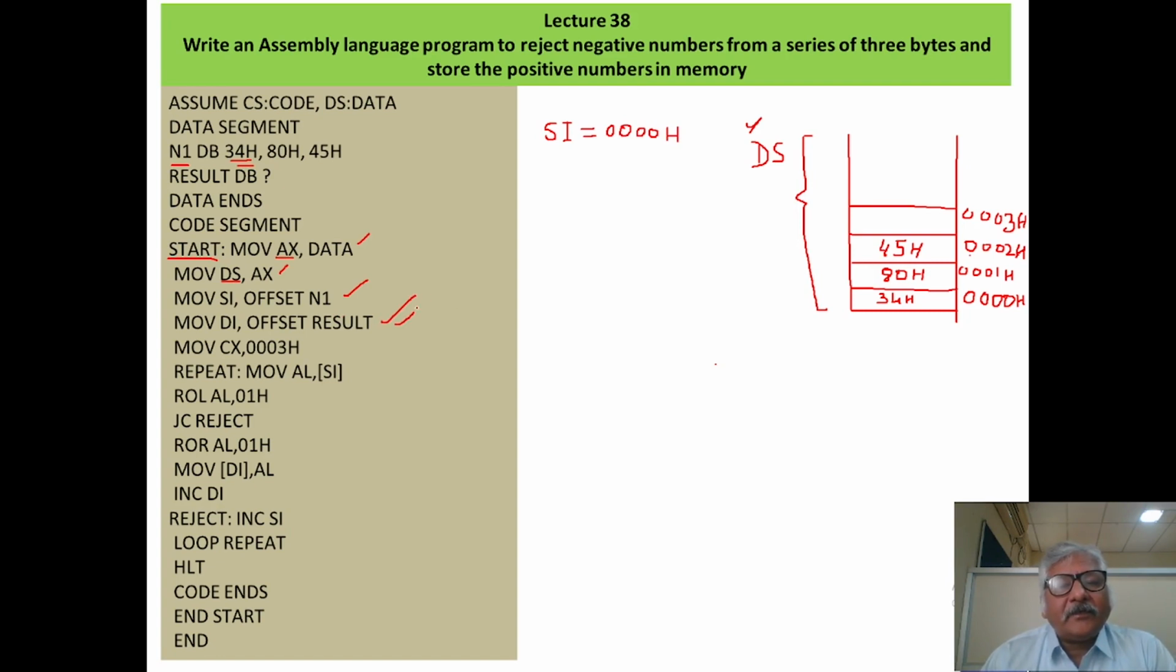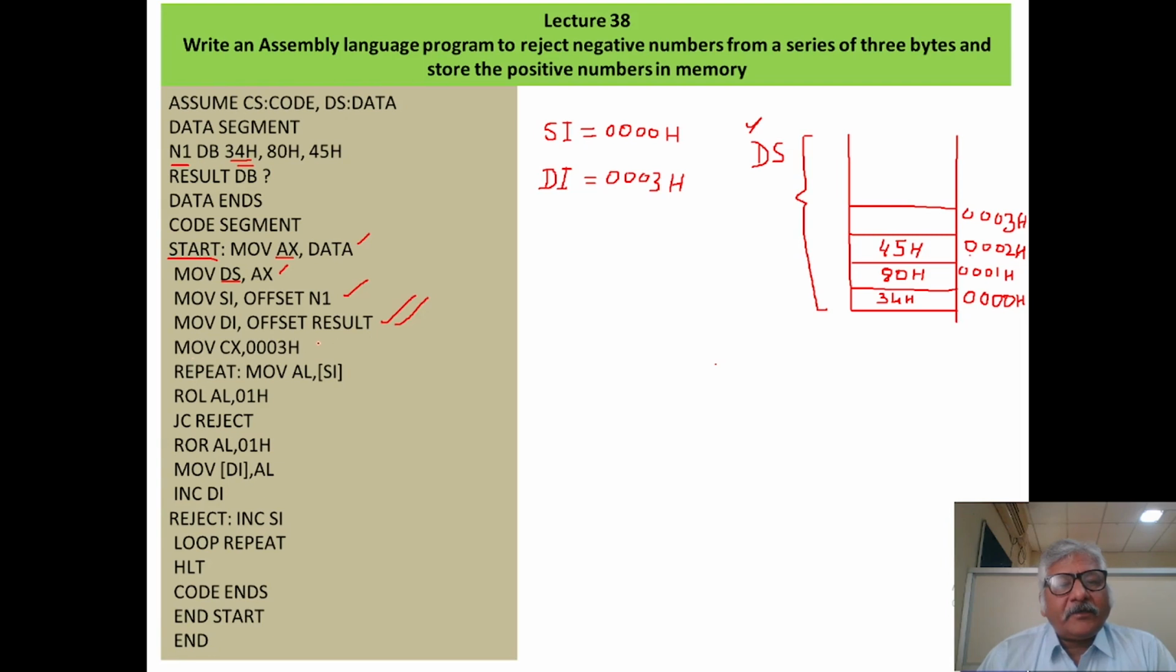Now the next instruction, move DI comma offset result. Now in the DI register, the offset address where my result will be stored will be loaded. Our three numbers are stored at 0000, 0001, 0002 offset addresses. So the immediately next offset address, that is 0003H, will be loaded in the DI register.